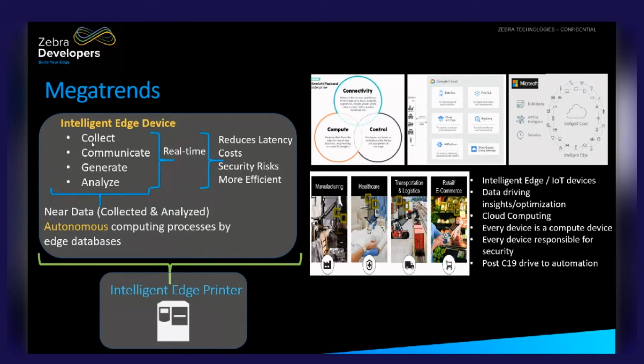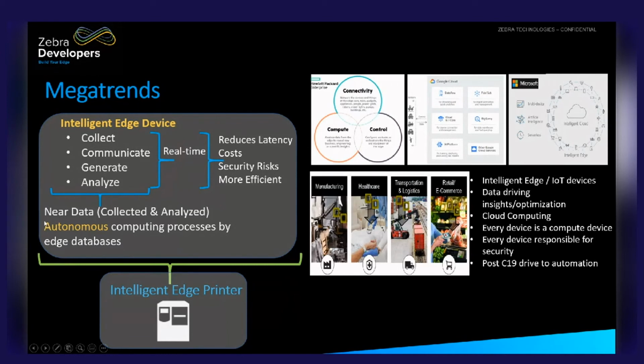collect, communicate, generate, analyze near data. So all of the data that you are collecting is near to the device, or close to the device, or in the device. And that data could be captured in real time through autonomous computing process by edge databases. So what you need are computing processes and edge databases to create an autonomous device, basically that's the goal.